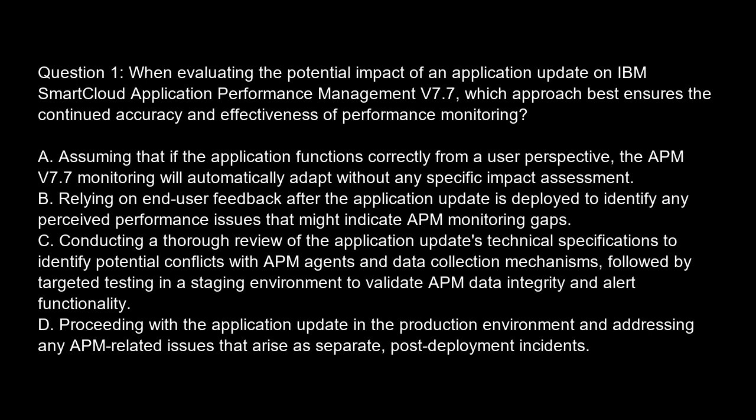Option B. Relying on end-user feedback after the application update is deployed to identify any perceived performance issues that might indicate APM monitoring gaps. Option C. Conducting a thorough review of the application update's technical specifications to identify potential conflicts with APM agents and data collection mechanisms, followed by targeted testing in a staging environment to validate APM data integrity and alert functionality. Option D. Proceeding with the application update in the production environment and addressing any APM-related issues that arise as separate, post-deployment incidents.